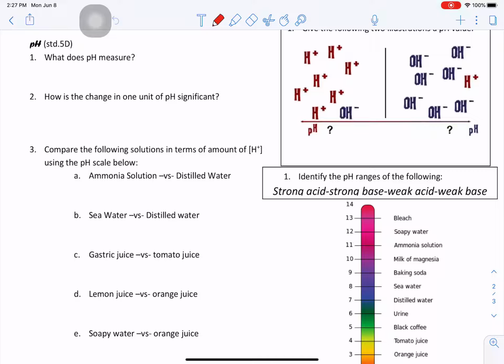Hey guys, I had a few questions on the pH scale part of the study guide, so let's go over it briefly.